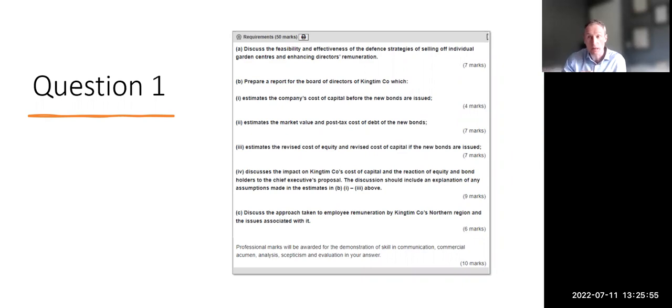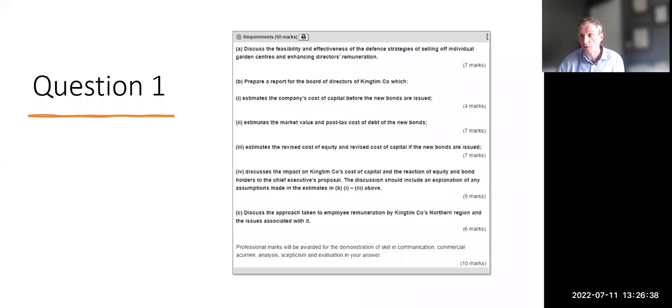They then want you to discuss the impact on Kington's cost of capital and the reaction of equity and bondholders to the Chief Executive's proposal. The discussion should include an explanation of any assumptions made in estimates that you performed in parts B1 to B3 above. Now, that's very much application. That's very much you having done your calculations to be able to use the information that you've gotten from your calculations in an application style solution. And what becomes very important at AFM is your ability to use the information that's given in the case, because this is about you demonstrating your technical knowledge of financial management, but in a practical setting, so that you're able to apply your knowledge to circumstances that are given in the exam.